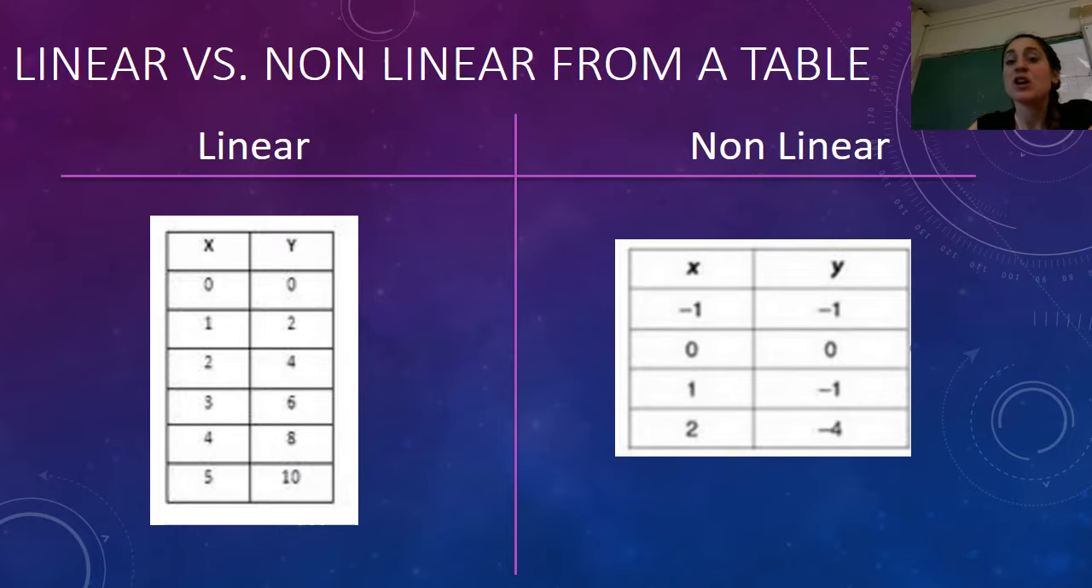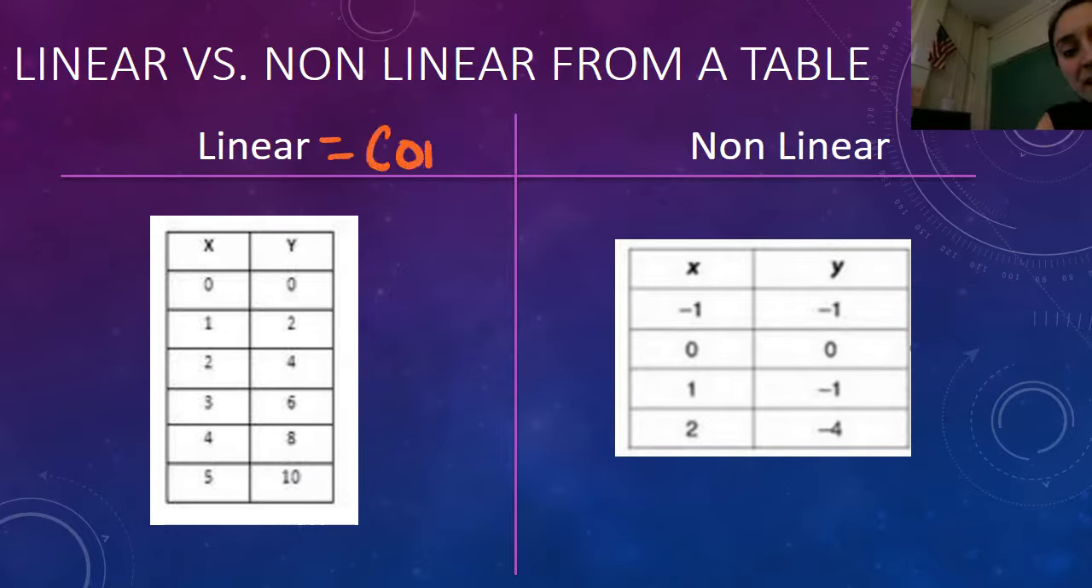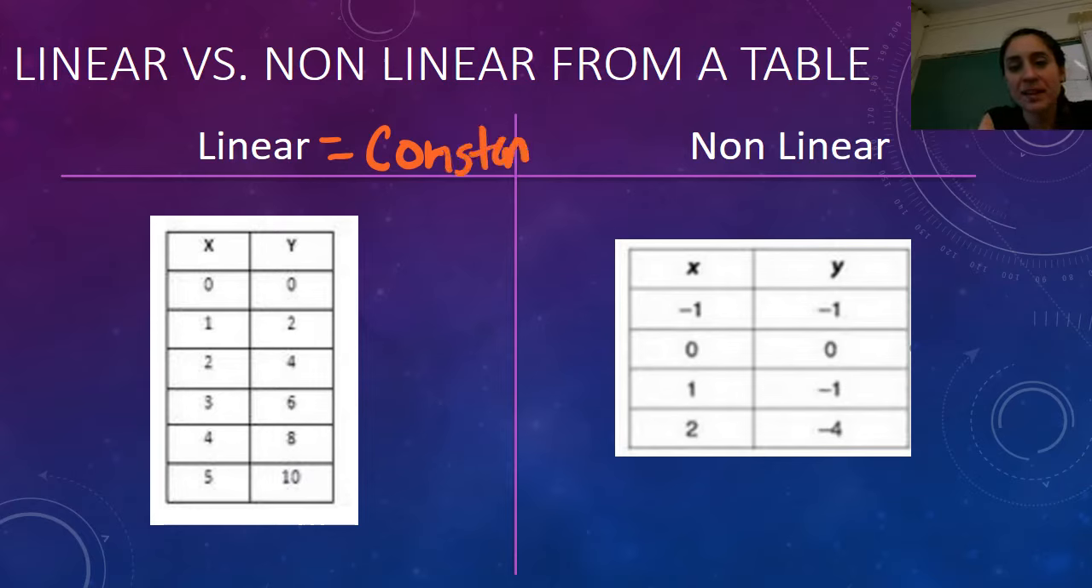Alright, hey everyone. So today we're going to talk about the difference between being linear and non-linear. We're going to see it from a table. This is the first one we're going to look at. So when I'm talking about a linear function, I know it has to be constant. It has to be constant.